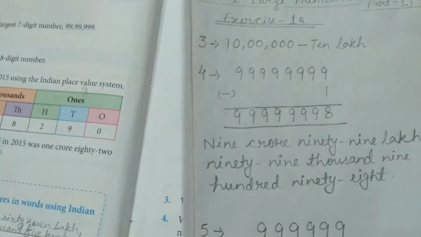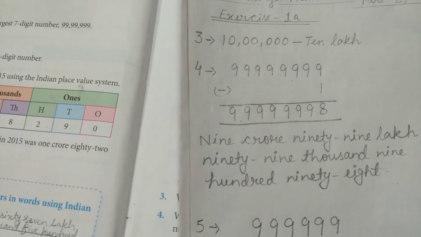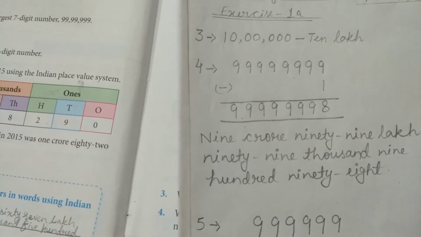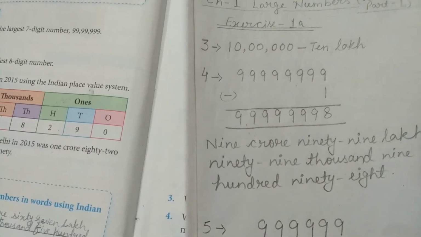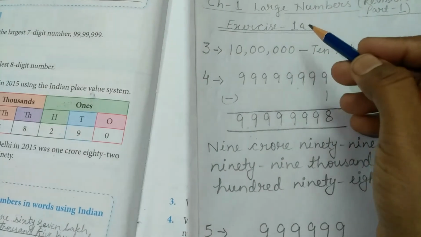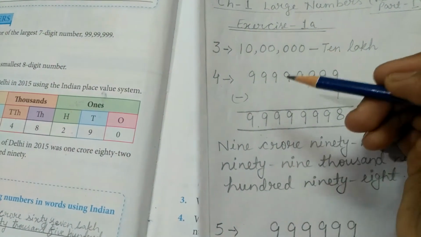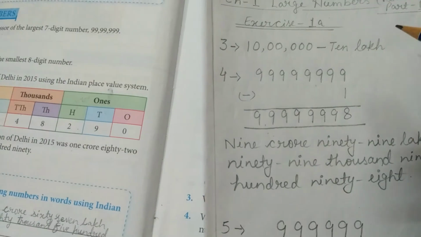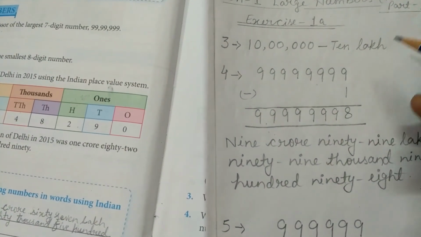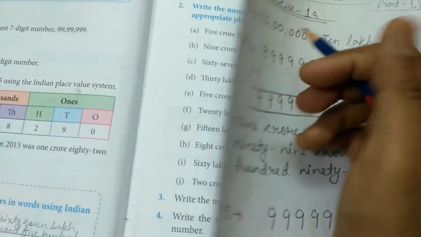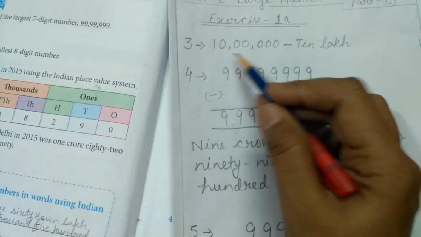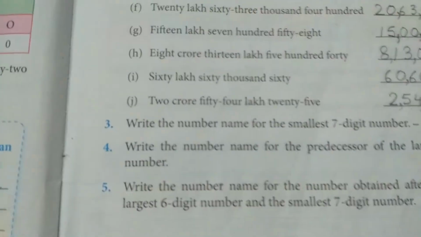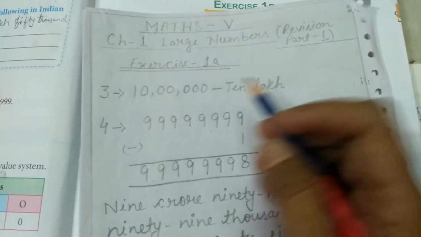The largest any-digit number is that many times 9 only, that we have studied. And when we are adding 1 to the largest 6-digit number, how can we get the smallest 7-digit number? That also you have studied in your grade 4. When you add 1 to the largest 6-digit number, then we will get the smallest 7-digit number. That is, when we add 1 to 6 times 9, then we will get 10 lakh. So this was the question, write the number name for the smallest 7-digit number. So number name will be 10 lakh.